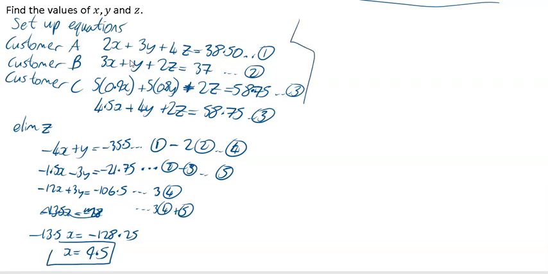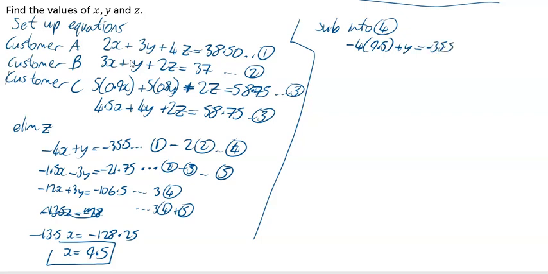Okay, once you've found your x value, sub it into your equation 4. If you sub that into equation 4, you're going to have minus 4 times 9.5 plus y is equal to minus 35.5. So your y is equal to minus 35.5 plus the 4 times the 9.5. And if you do that on your calculator, you will get 2.5. So you found your x and you found your y.